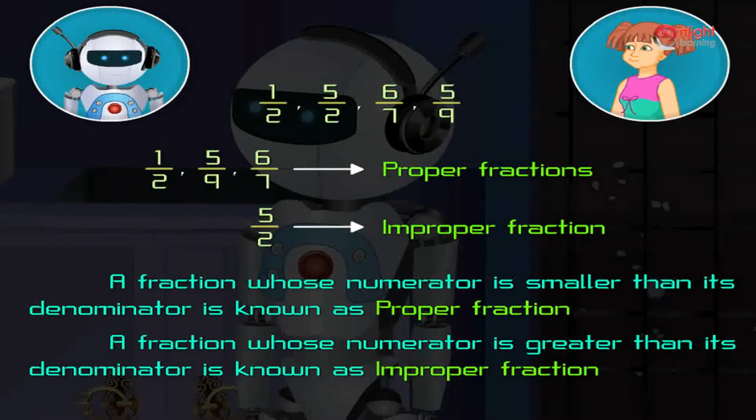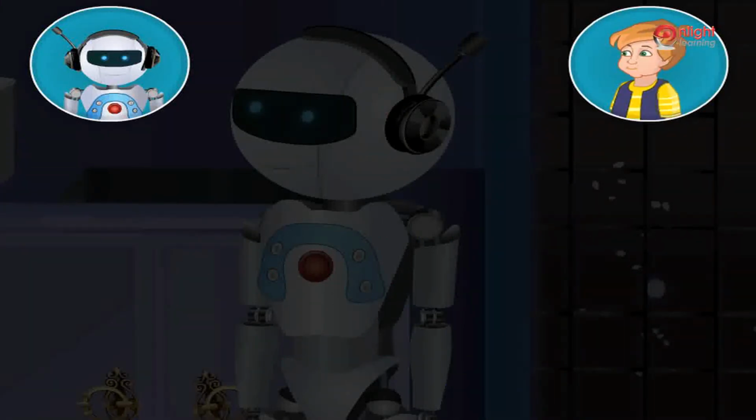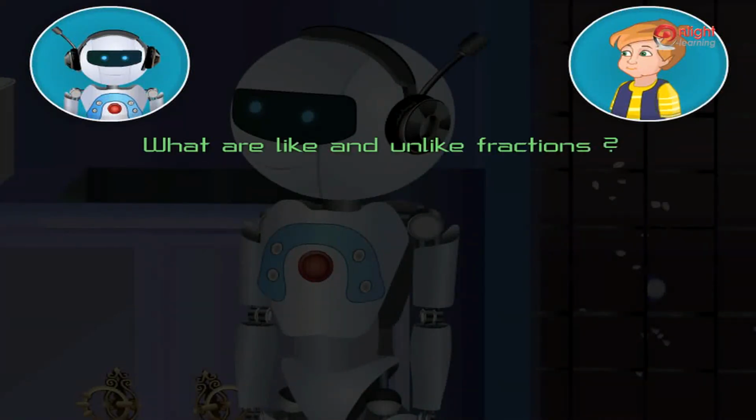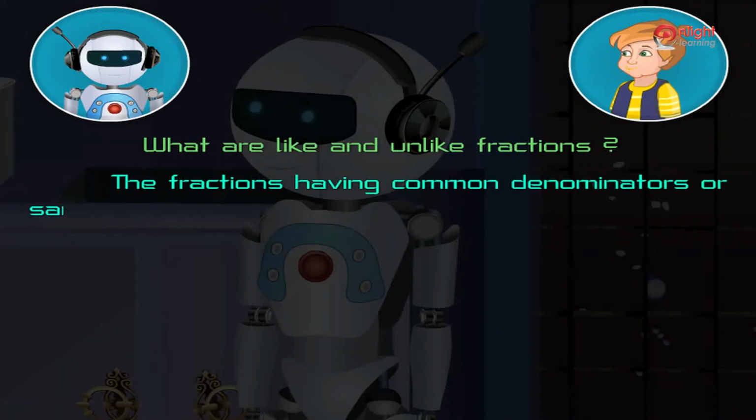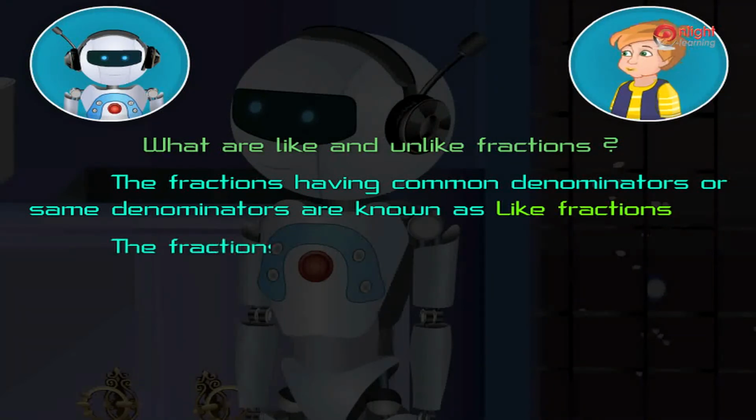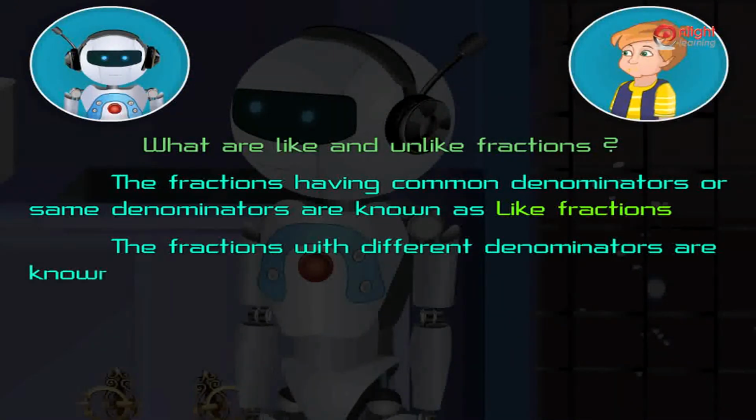Excellent! I have some questions for you, Akash. Can you tell me what are like and unlike fractions? The fractions having common denominators or same denominators are known as like fractions, and the fractions with different denominators are known as unlike fractions. Can you give me some examples?